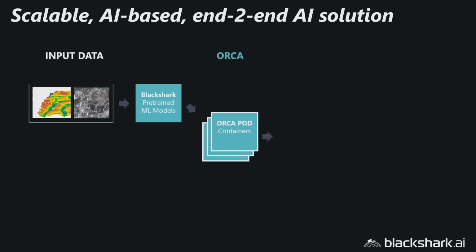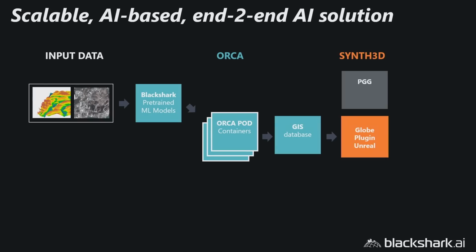We can containerize those models and parallelize these models. So if necessary, we can run hundreds or even thousands of GPU nodes at the same time and provide a close to real-time feature extraction pipeline based on this. This creates a georeferenced database, and this is used then in our Synth3D product line, our Globe plugin for Unreal, and in combination with PCG, it creates this photorealistic 3D twin.